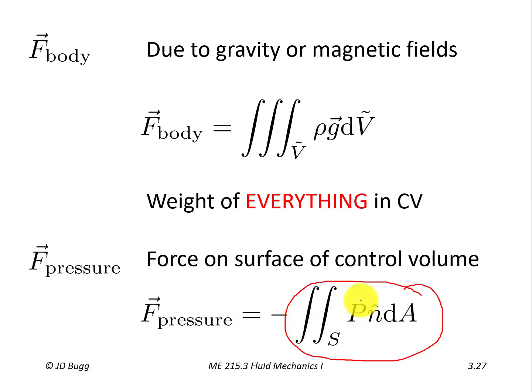Now the difference, of course, is that information about this pressure is not going to come from the basic hydrostatic equation. It has to come from somewhere else, because now we're looking at fluid dynamics. The situations we're going to apply this equation to, the fluid is certainly moving. So that pressure information can't come from the basic hydrostatic equation anymore, but we'll talk where it comes from when we do examples. So we have our body force, weight of everything in the control volume, and we have our pressure force, the normal forces on the surface of the control volume.